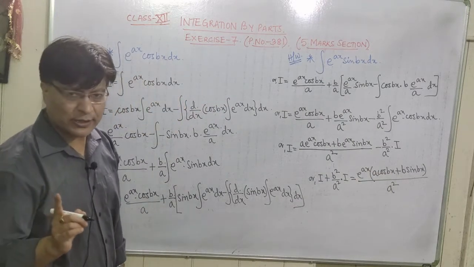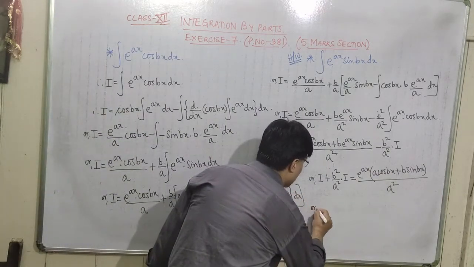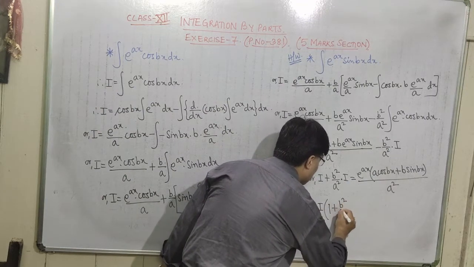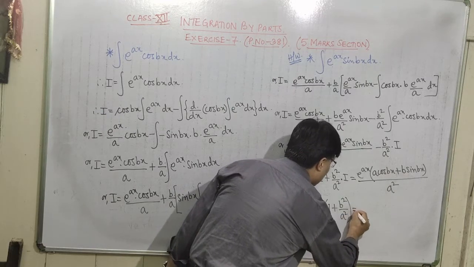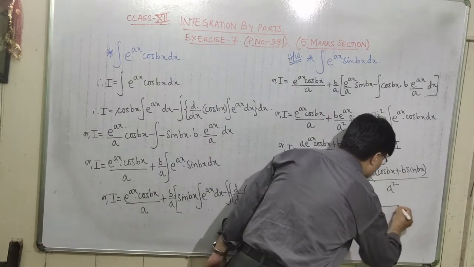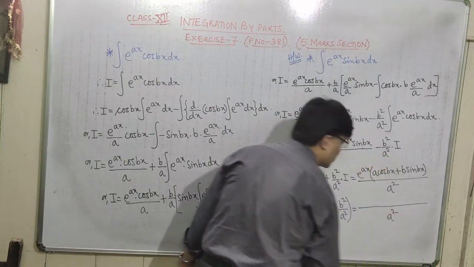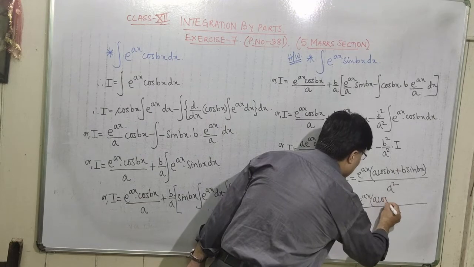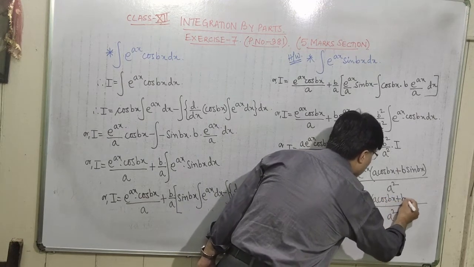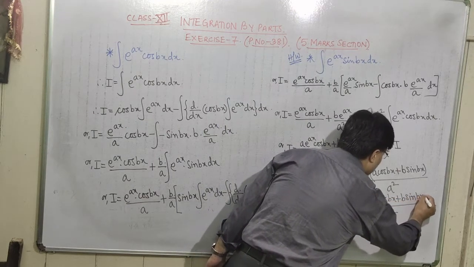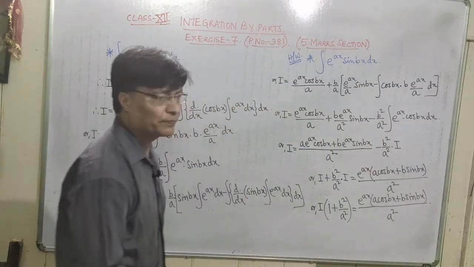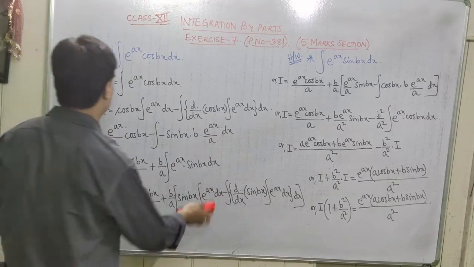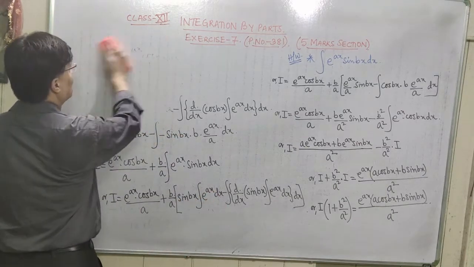So I think you have understood it. So what is common here? I is common, within the bracket 1 plus b square by a square, bracket closed, is equal to, this is LCM a square, so numerator e to the power ax within bracket a cos bx plus b sin bx, bracket closed. So I think you have understood it. So let us simplify it further now.